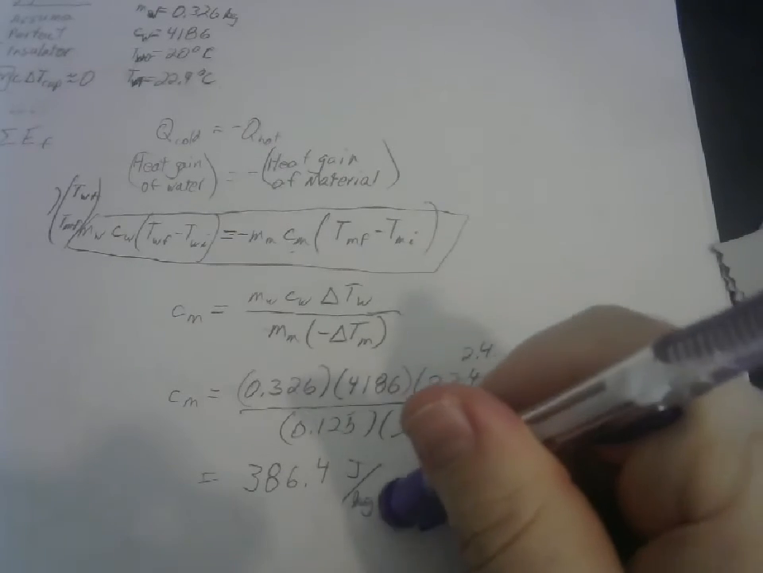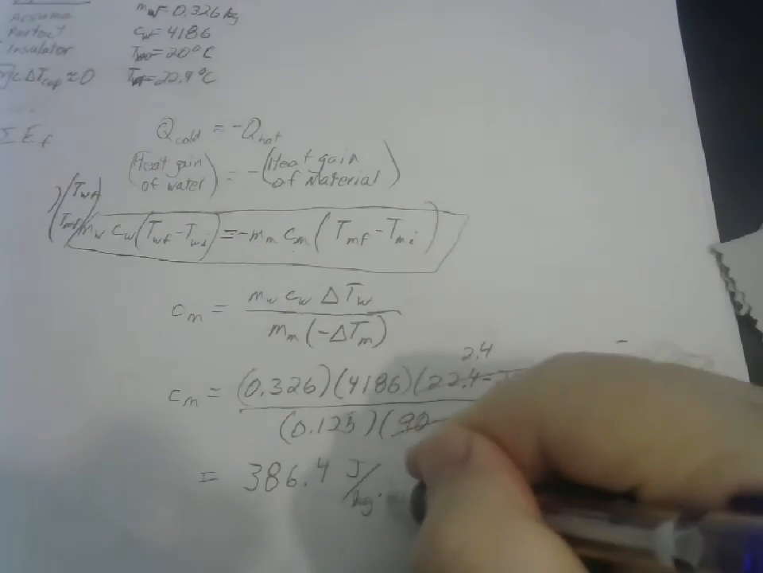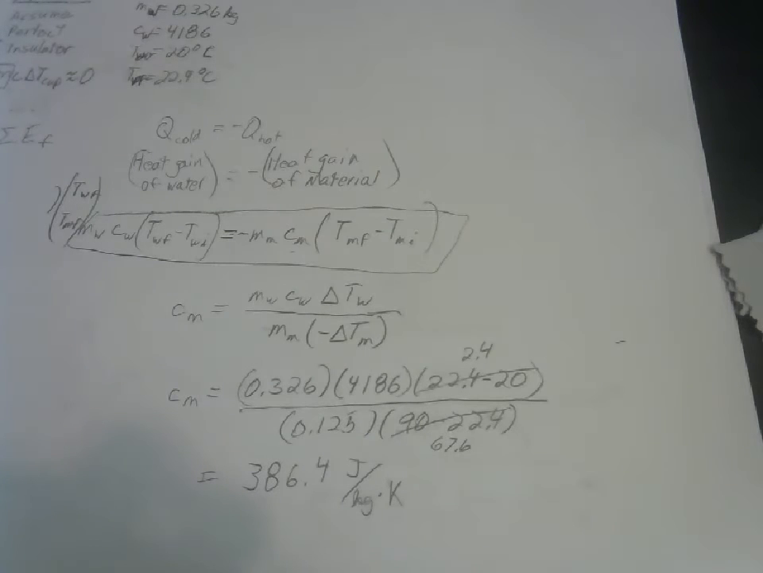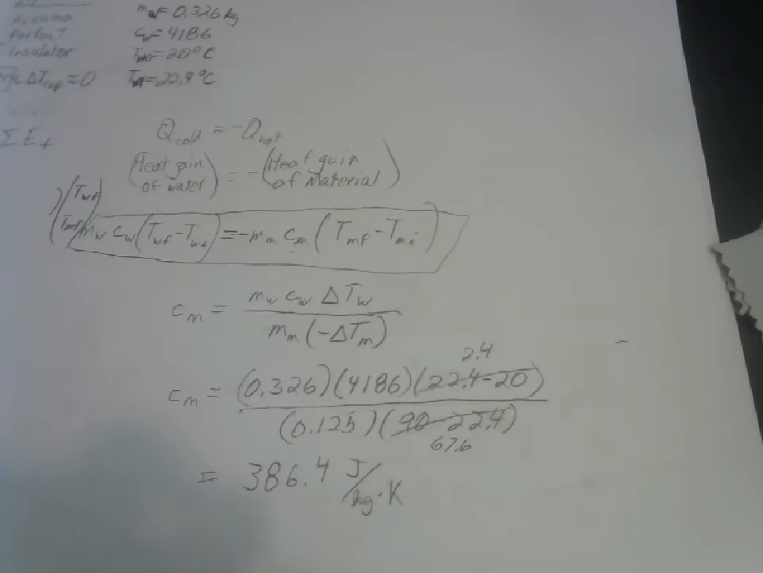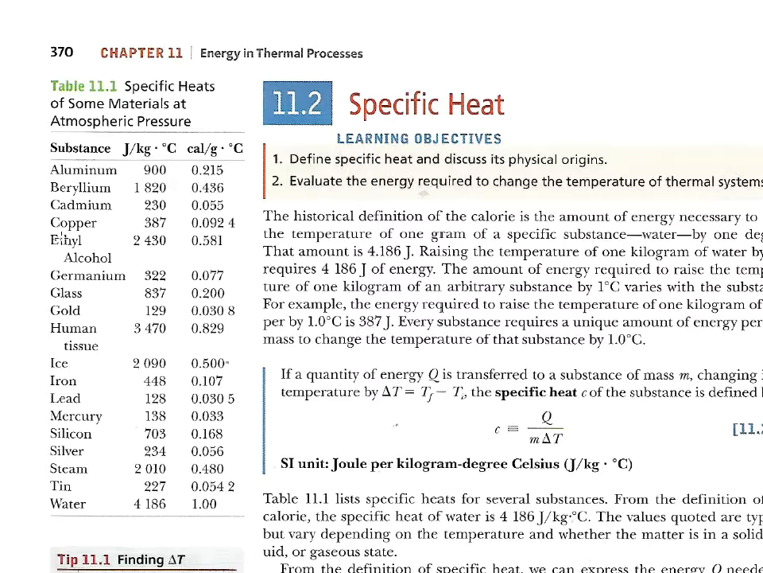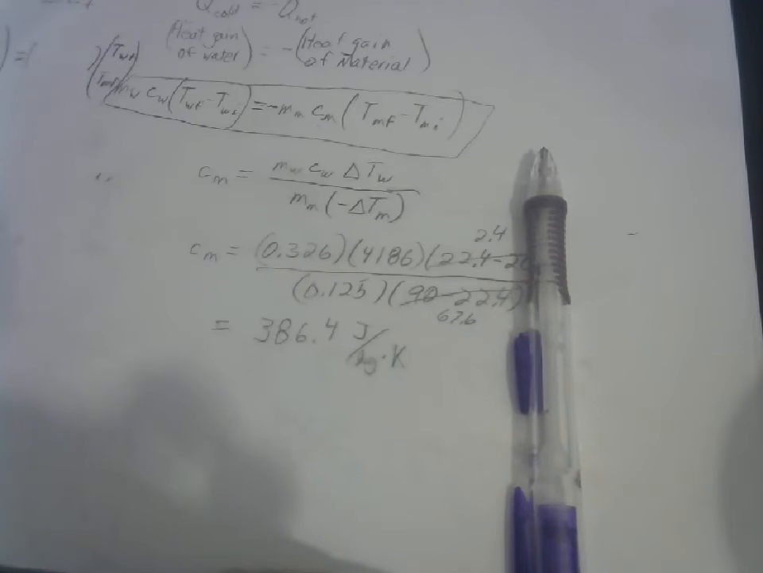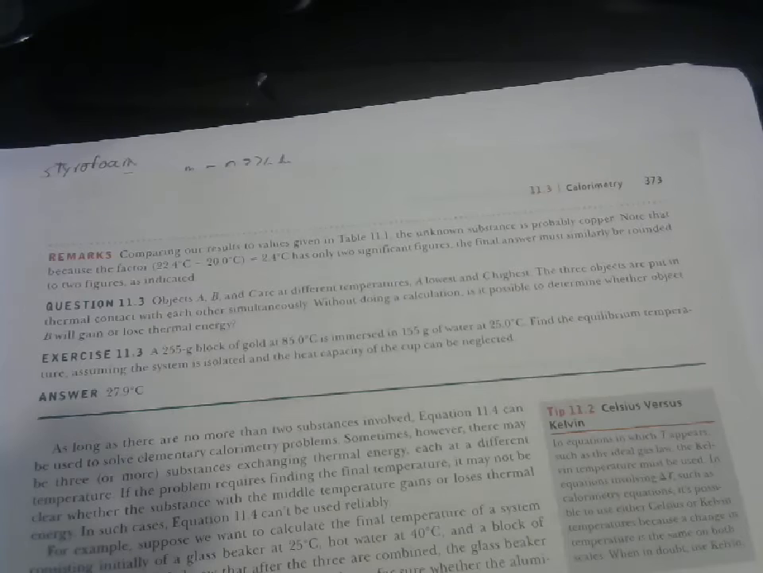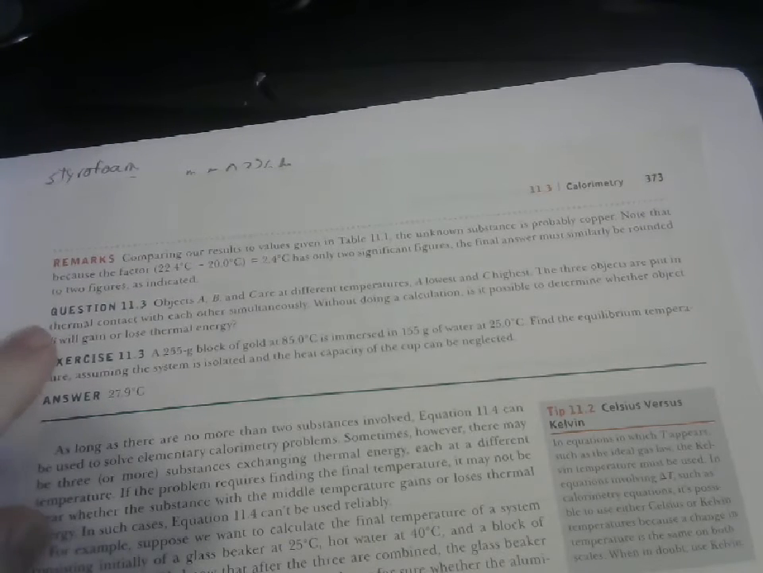You could also say Kelvin instead of degrees Celsius down here, since they both represent the same change in temperature. So if you look here in table 11.1 at copper, it has a specific heat of 387 joules per kilogram degrees Celsius. 387 is very close to 386.4. So in their remarks, they say, comparing our results to the values given in table 11.1, the unknown substance is probably copper.